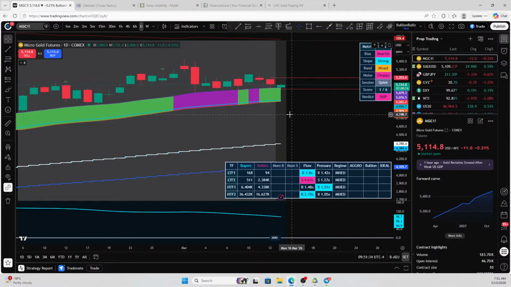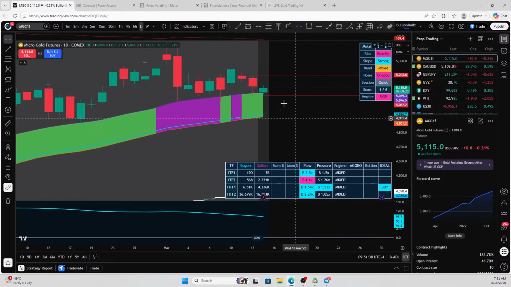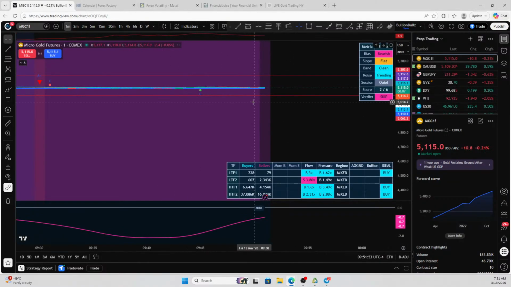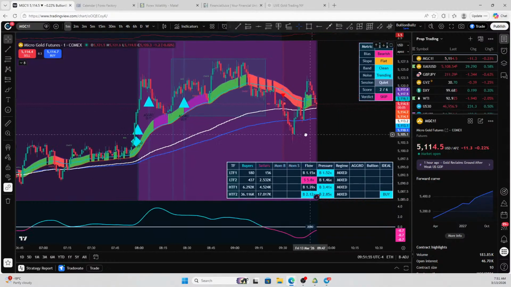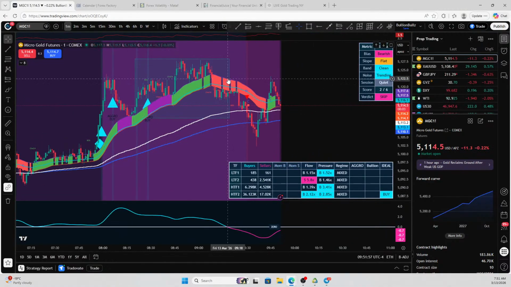If it breaks down below the previous day candle, then breakout trading becomes valid, just like yesterday it did. So we had price going below the previous day candle and the breakout trading became valid. Right now today, we are inside the previous day candle, so as of right now we're expecting a ranging market, and that's exactly what you see here in front of you.